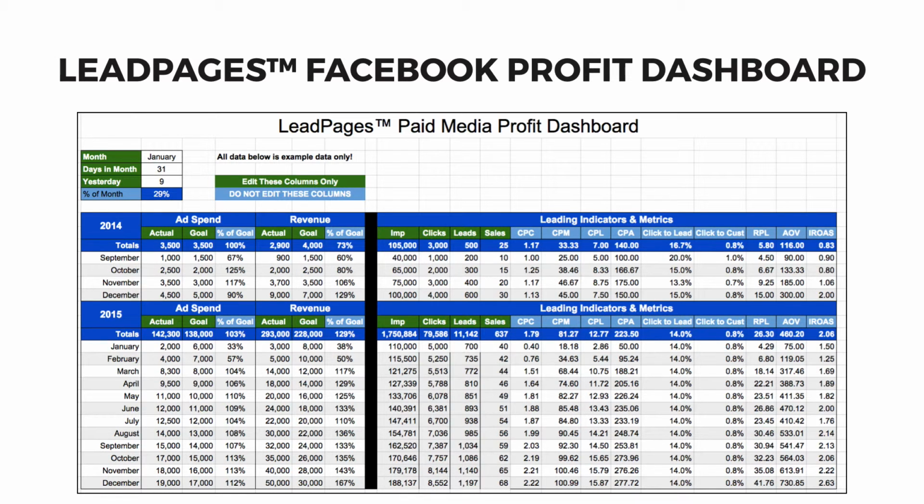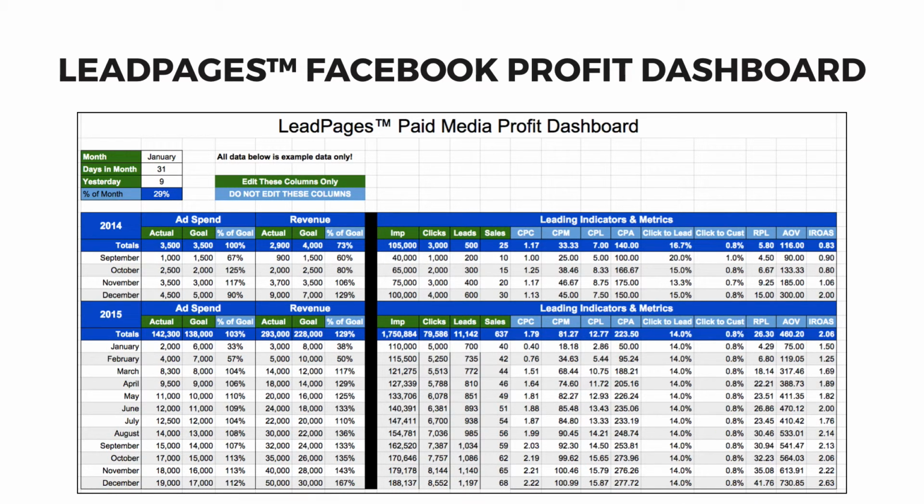Of course, the data you see in the spreadsheet is completely made up, so you'll definitely want to replace these numbers with your own. Start with the goals you have for your advertising budget and how much you'd like to generate in revenue. At the end of each month, enter the actual amounts you spent and earned to see how you did. Next, at the end of each month, take the information from Facebook and enter it into the impressions, clicks, leads, and sales columns. The rest of the calculations will be done for you.